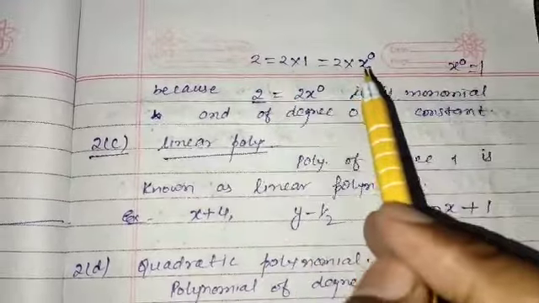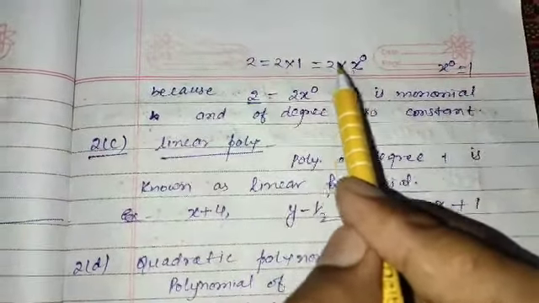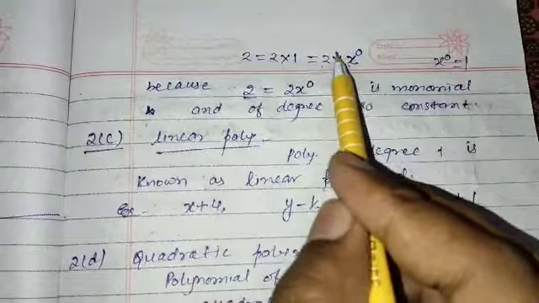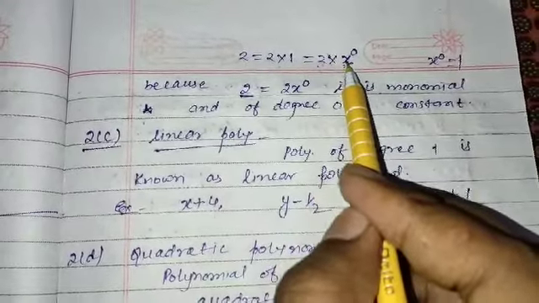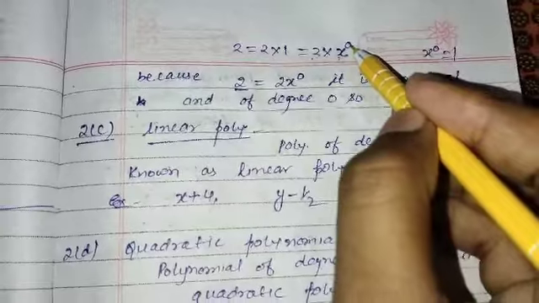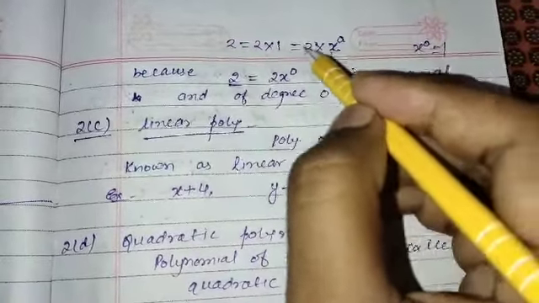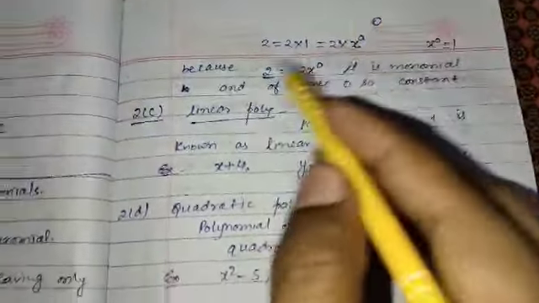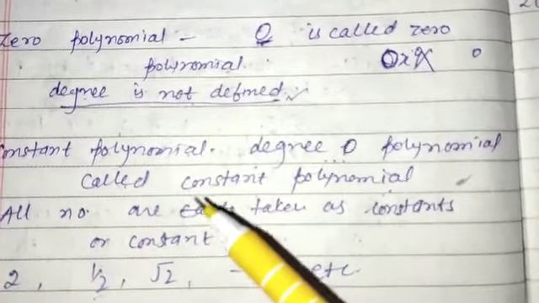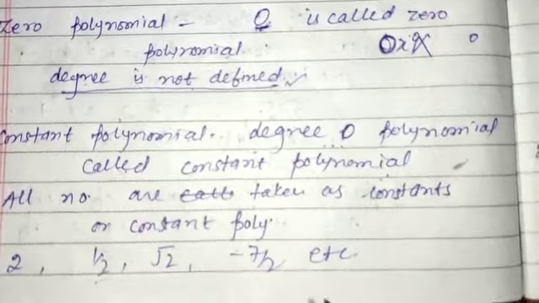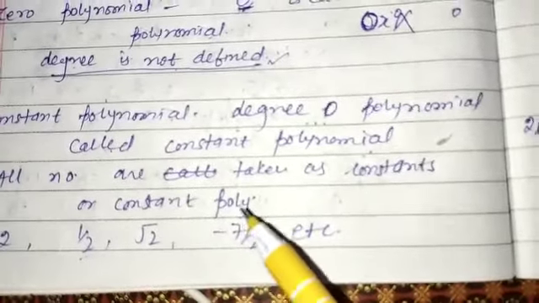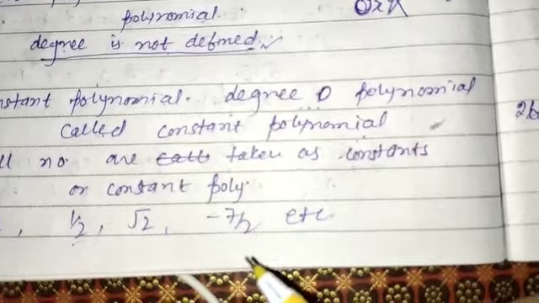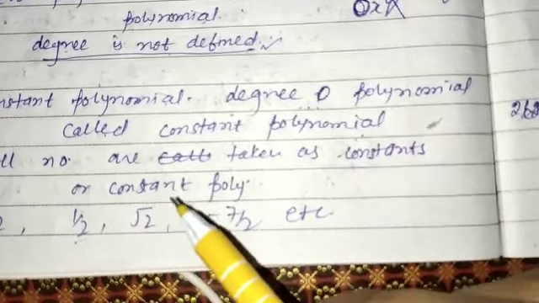So the variable is x and this is constant 2, the coefficient is 2, the variable is x, and the power of the variable is 0. There is only one term, so the degree will be 0. So on that basis, the definition is: degree 0 polynomials are known as constant polynomials. Any number you can write, minus 7 upon 2 into x power 0, under root 2 into x power 0. So the degree will be 0.